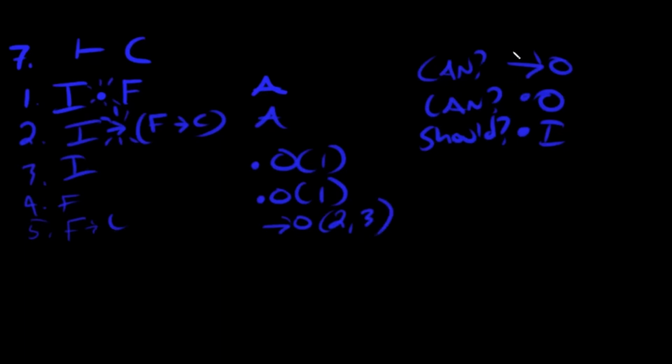Go back to the top of the list. Do I have any new arrows not in parentheses? Yeah, this one that we just got. Does it have a left side match? Line 4. What does that mean? I'm going to unlock C. Hey, that's the thing I wanted to get in the first place, which means once we prove this, we're done. So yeah, line 6 is C.